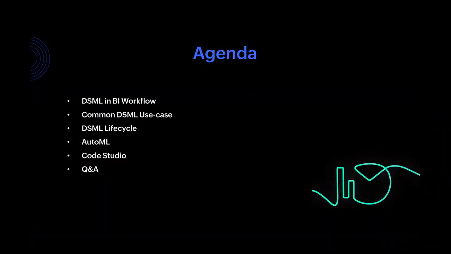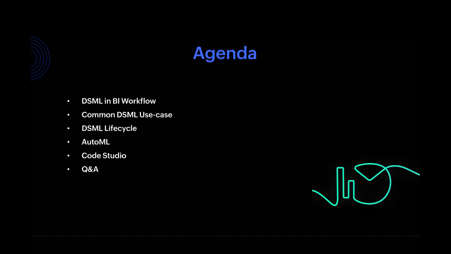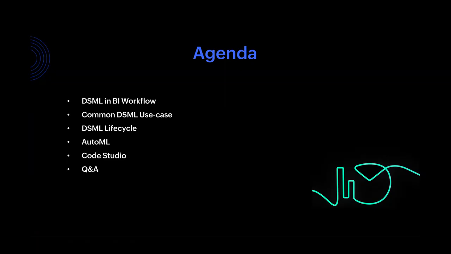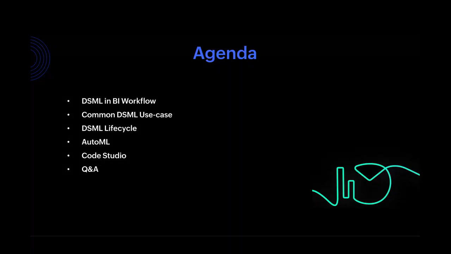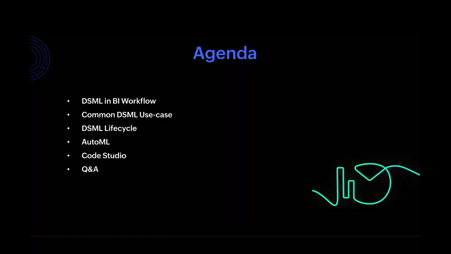To kick things off, let's take a look at how data science and machine learning fit into our business intelligence workflow. Imagine you're sitting on a treasure trove of data, but without the right tools, the data can feel overwhelming. DSML acts as our compass, guiding us to insights and informed decision making. It enhances our ability to not only analyze the historical data, but also predict the future trends.